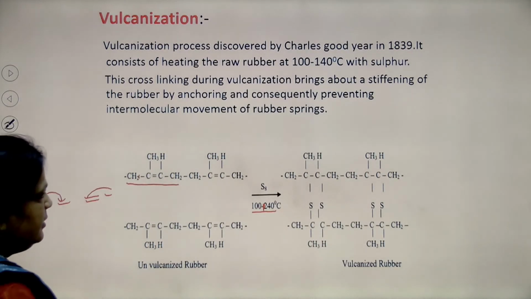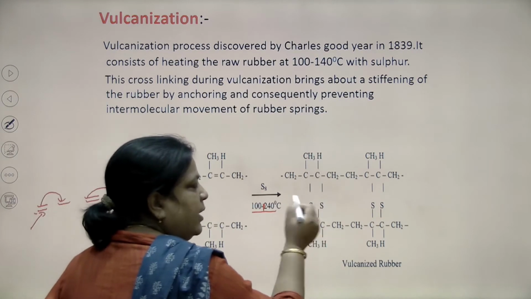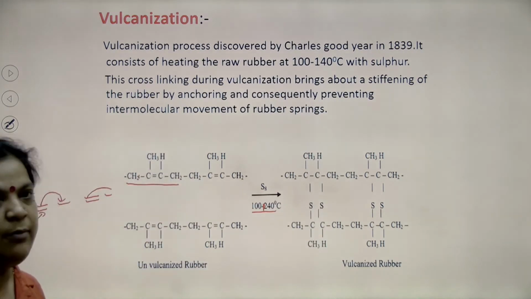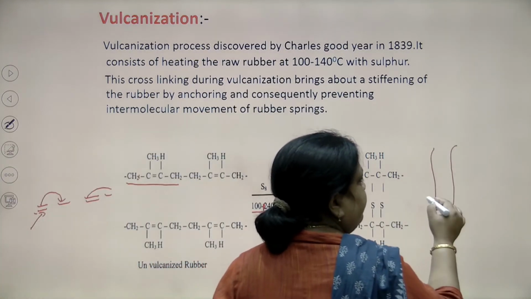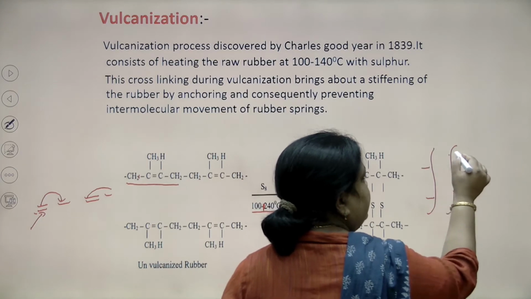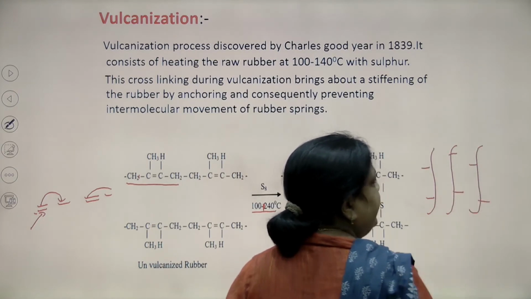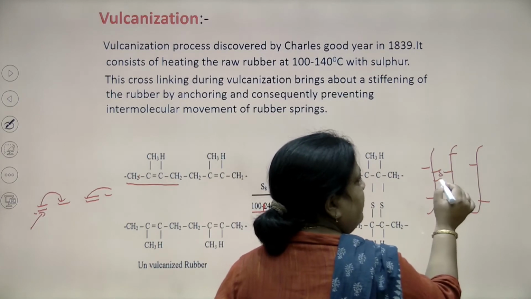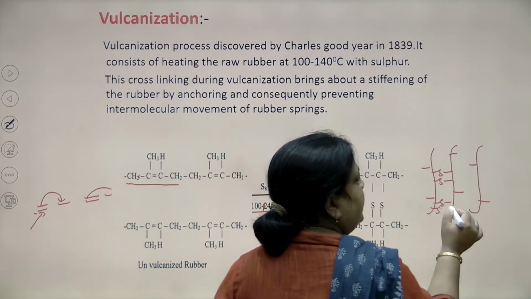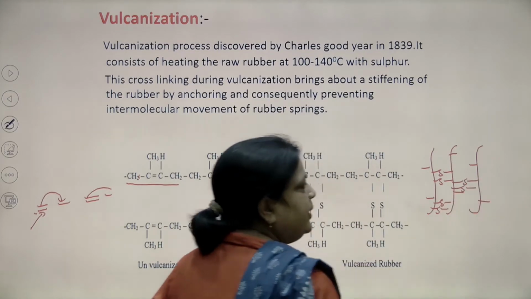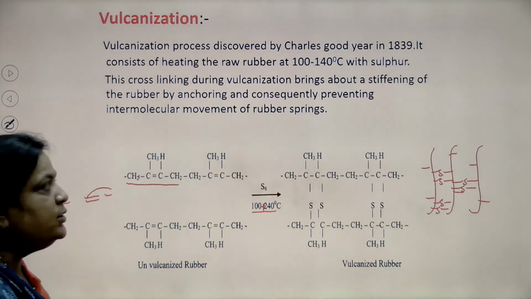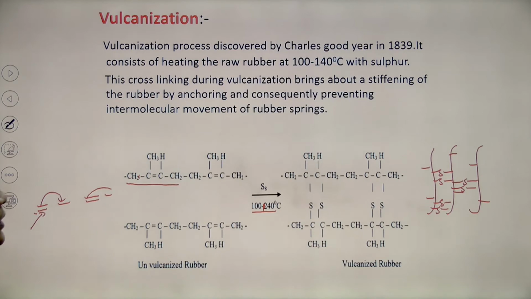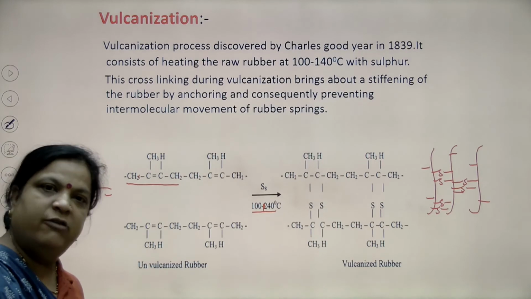During vulcanization, the sulfur combines at the double bond and provides cross linking between the chains. It means initially the raw rubber is like this, but when it is heated with sulfur, then sulfur combines with the double bond, and the cross linking between the chains occurs. The cross linking during vulcanization brings about the stiffening of the rubber by anchoring and consequently preventing the intermolecular movement of rubber springs.